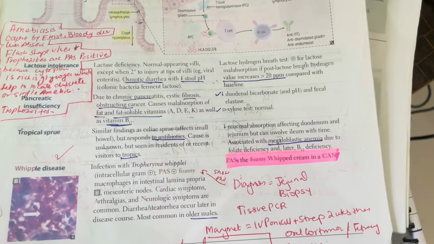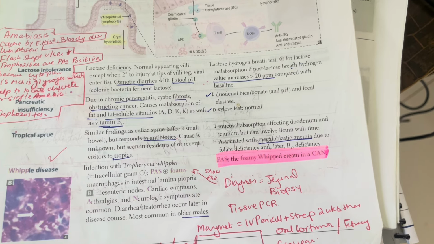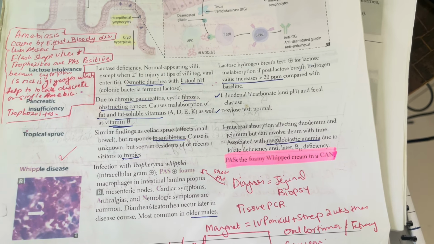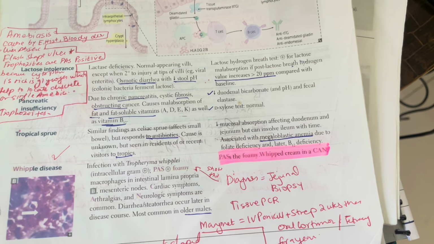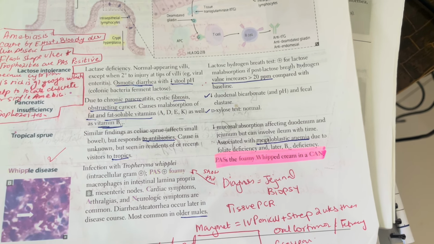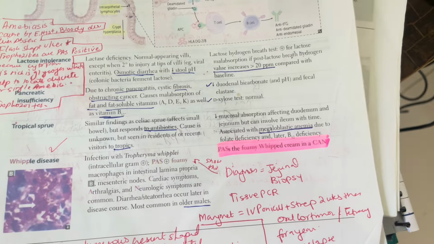Then we have tropical sprue that affects people who live in the tropics, and it is similar to celiac disease, but it responds to antibiotics. It decreases mucosal absorption and affects the duodenum and jejunum mostly, but it can also cause megaloblastic anemia due to folate deficiency.